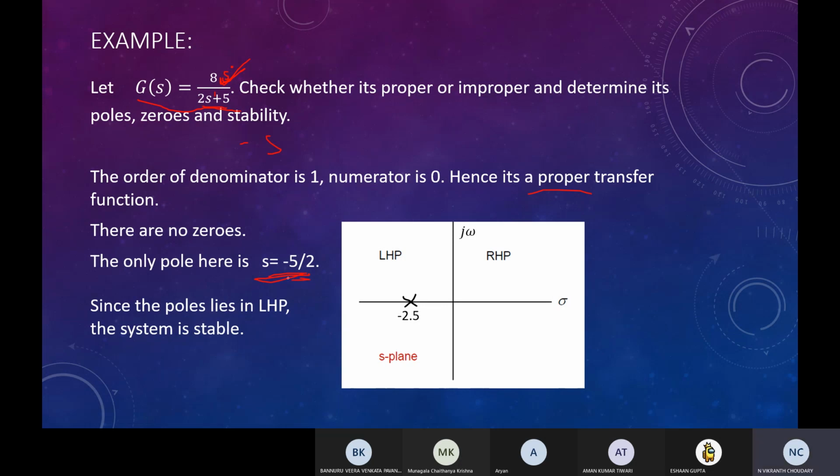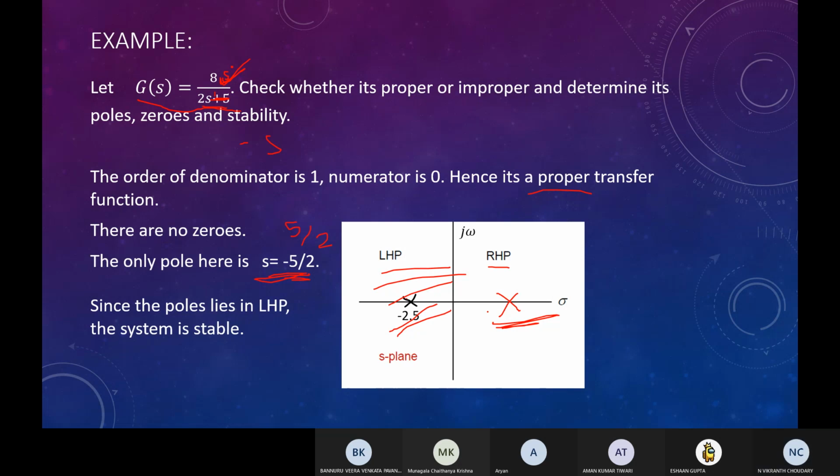The pole here is minus 5 by 2, which is minus 2.5, and it lies in the left-hand side of this axis. So this system is stable, because the only pole it has lies in the left-hand plane. If instead it were minus 2s minus 5, then the pole would be plus 5 by 2, which lies over here in the right-hand plane, and the system would be unstable. Even a single pole in the right-hand plane makes the system unstable.